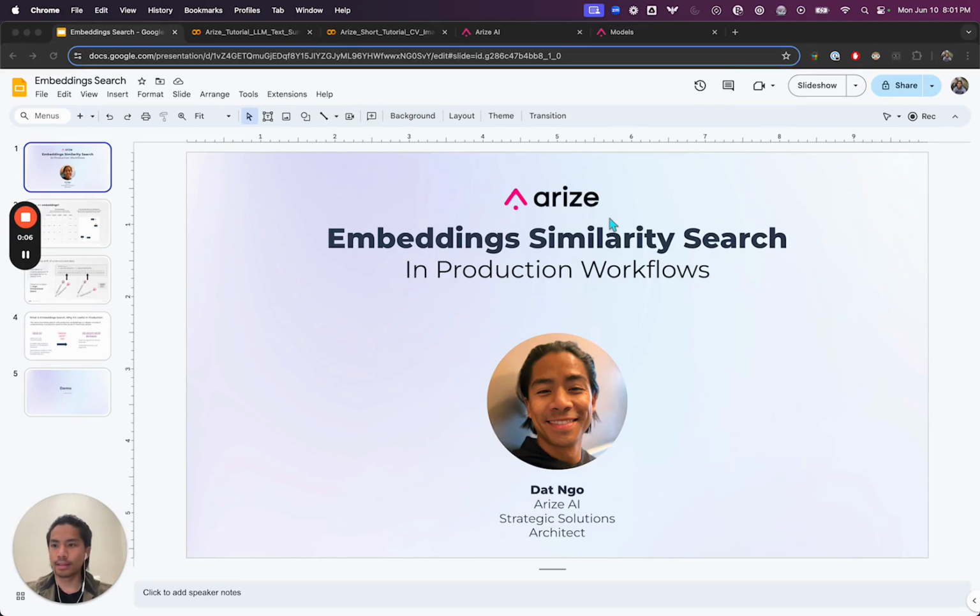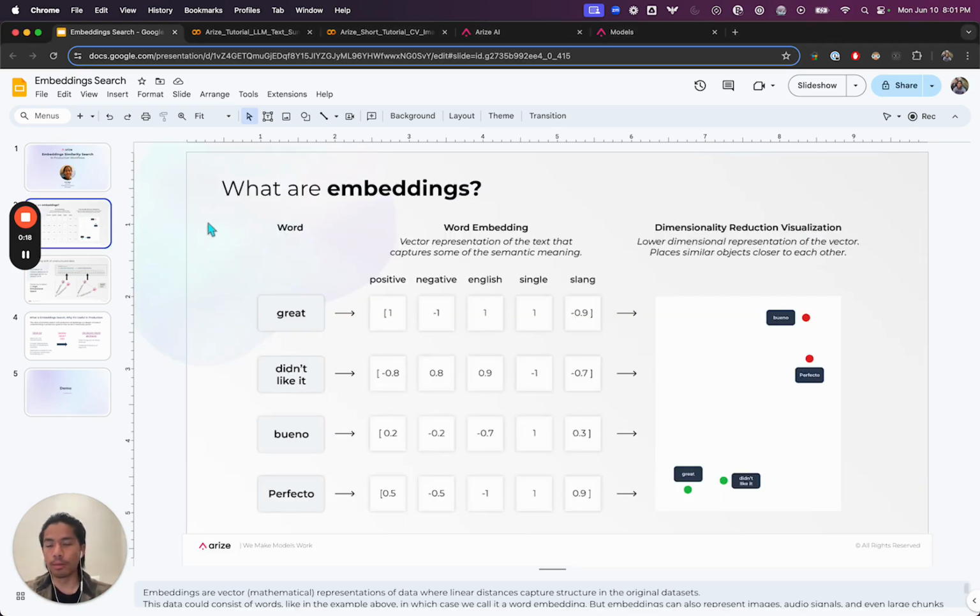In today's video short, we're going to discuss embedding similarity search and why they're useful, not only in development workflows, but also in production workflows as well. And so maybe to kick us off, I'll talk a little bit about what embeddings are, just as a review.